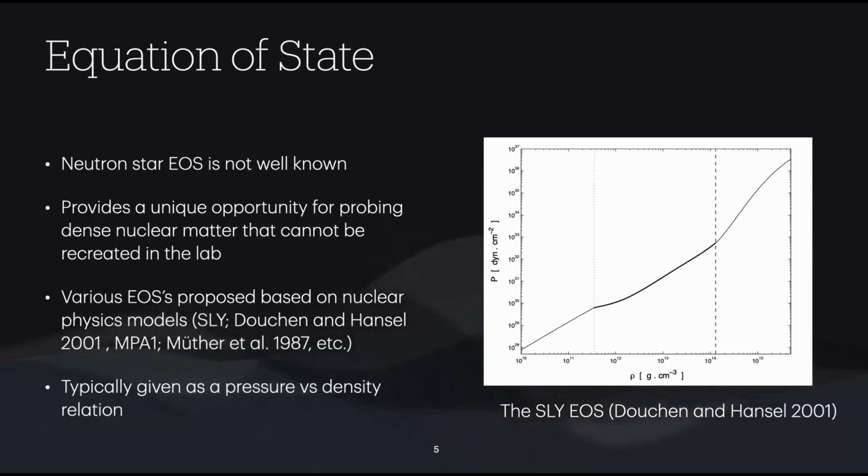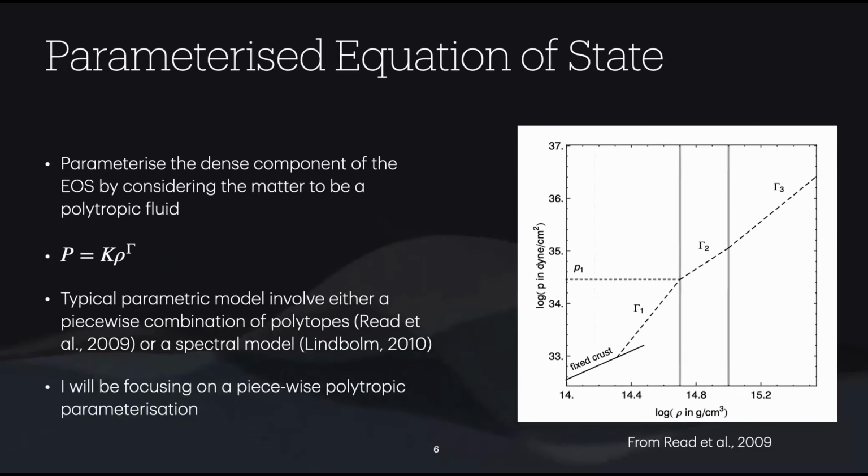And of course, what we'd like to do as theorists is parameterize these. So the way that we do this is we consider the equation of state to be a polytrope, or polytropic fluid, which is represented by P equals K rho to the gamma there. So all this is really saying is your pressure is equal to your density to the power of some adiabatic index. And typically, if you want to describe things well, you need to use a piecewise combination of polytropes or a spectral model. So I'm going to be talking about piecewise, but there are other models. Indeed, there are non-parametric models that are better.